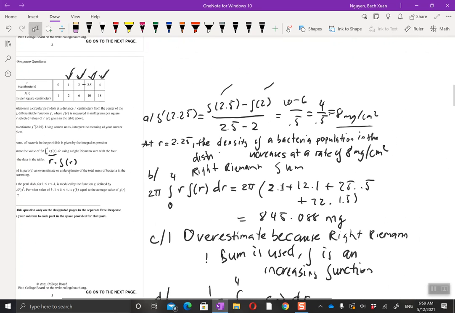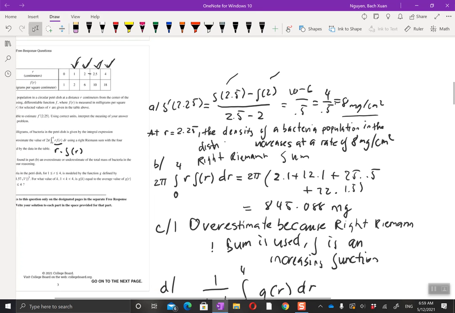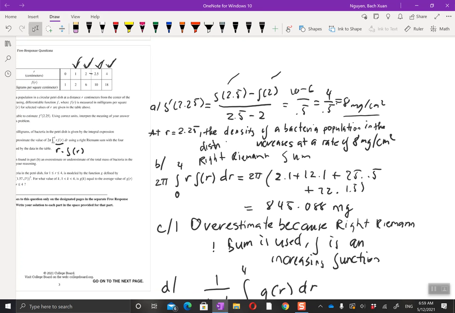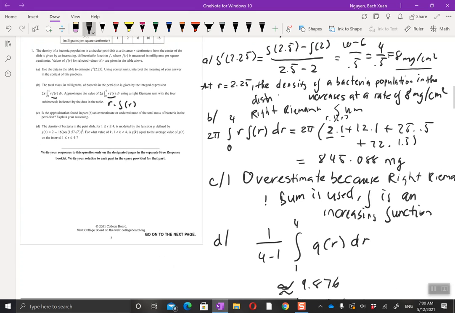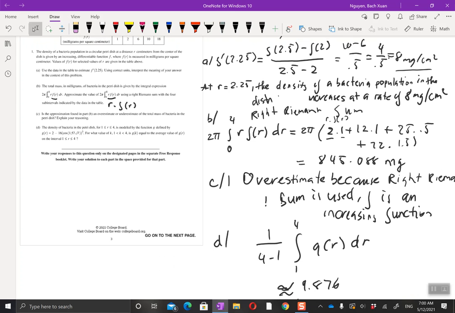Okay, so this is my integral: 2 pi times the integral from 0 to 4 of r f of r dr, equal to 2 pi on the side. And this 2 is from r times f of r. Because when r is equal to 1, it's 1 times f of 1, which is 2, so it's 2, and the 1 is just the displacement, 1 minus 0. And I do the same thing for the rest. I plugged this into the calculator and I got 8.845088.